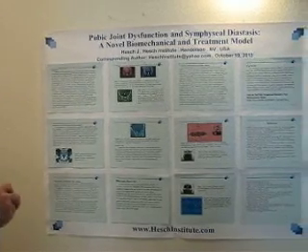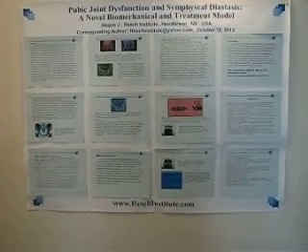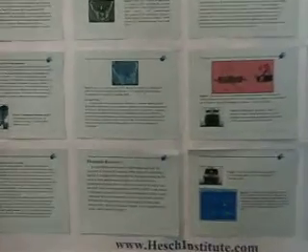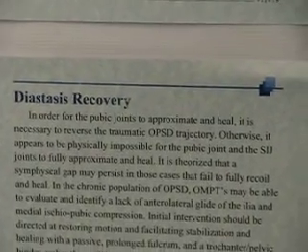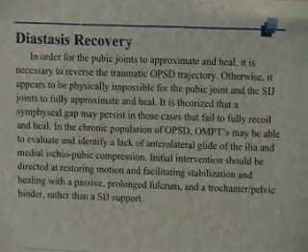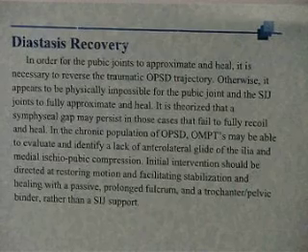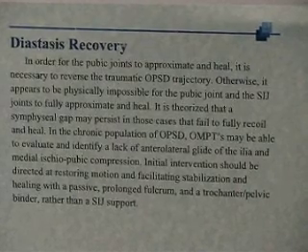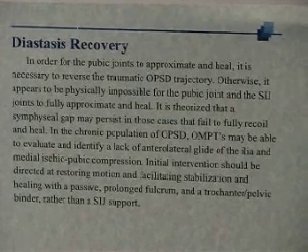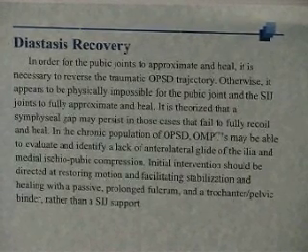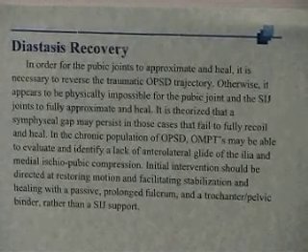So this is part 2, and we are continuing right here on the topic of diastasis recovery. In order for the pubic joints to come back together to approximate and heal, in the cases of a birth trauma affecting the pubic joints, it is necessary to reverse those faulty movements in the pelvic joints. And you need to reverse those trajectories, otherwise healing simply cannot happen.